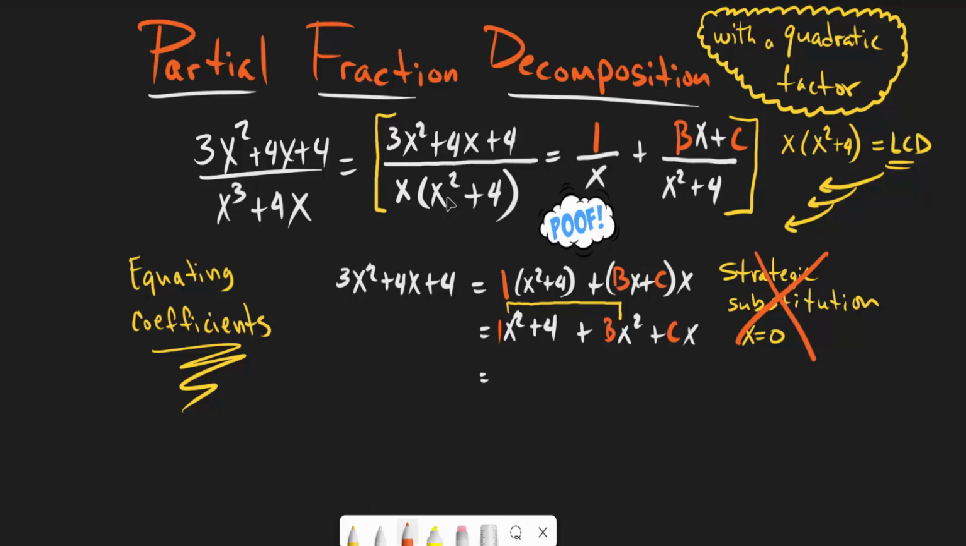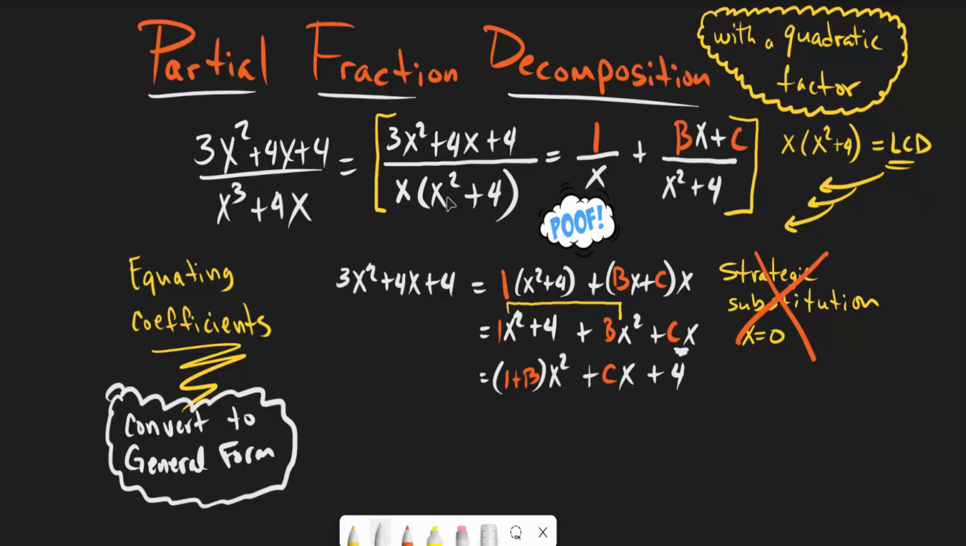So what I'm going to do is I'm going to factor out the x squared, and I'm going to have 1 plus b quantity x squared. Next, I'm going to write the linear term, which is the x. Keep in mind, because we're trying to put it in general form, I'll put a little reminder here on the left-hand side. So we're trying to convert everything into general form, okay?